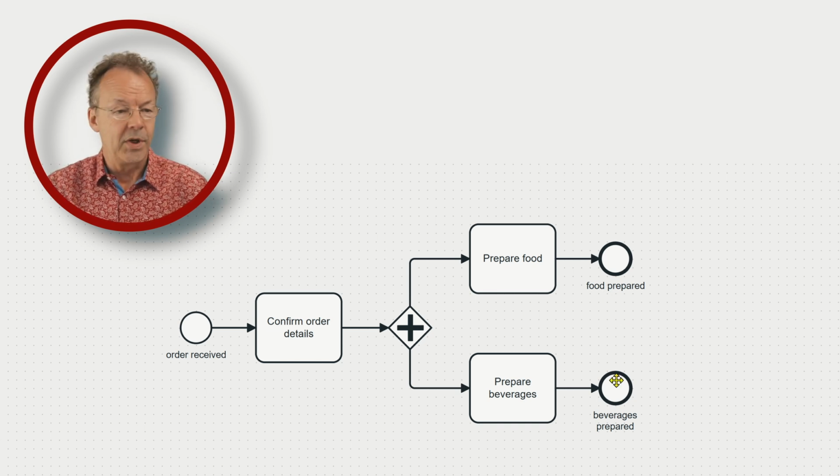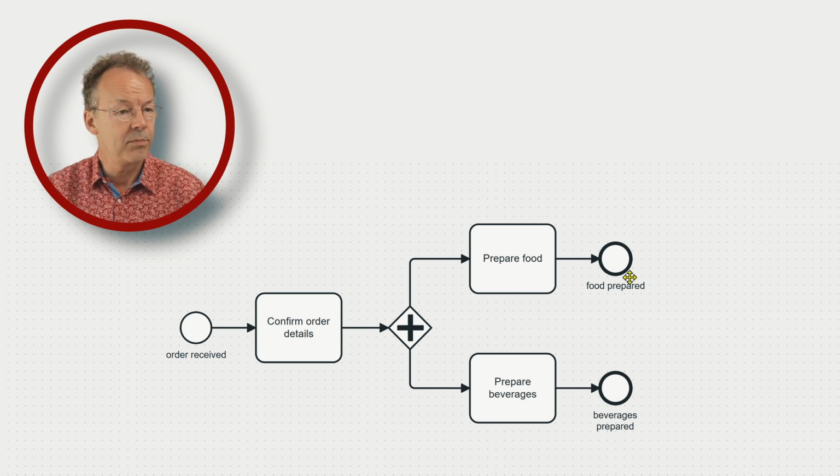This is confusing because food prepared, for example, is an end event, and if we arrive here, the process is at an end, but at the same time we may still have a token here, and we may still have to prepare beverages. So the process isn't really at an end yet. So what would be the solution here?